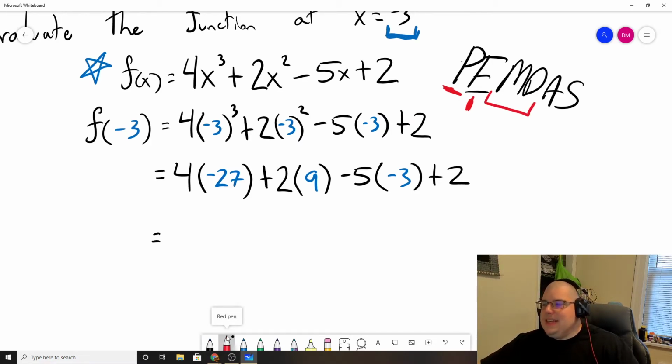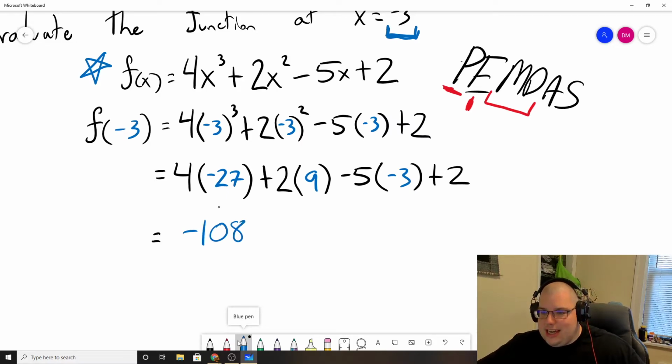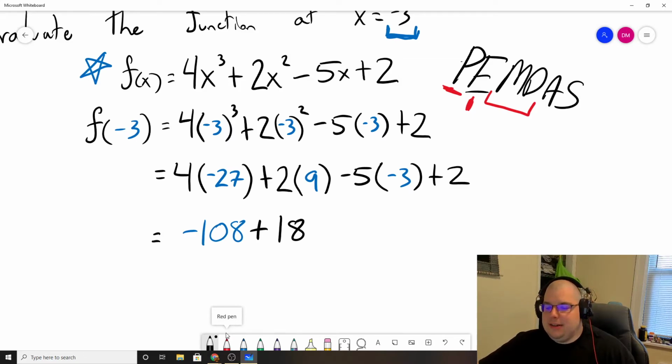The next step, we did the exponents. The M and D of PEMDAS is now multiplication and division, and you would do multiplication or division from left to right. Here I don't have any division in this problem, so I'm going to do all the multiplication that I have in this next step. So that's going to be 4 times -27, which is a -108. So 4 times negative 27. The plus sign stays, and now I do 2 times 9, which is a positive 18.